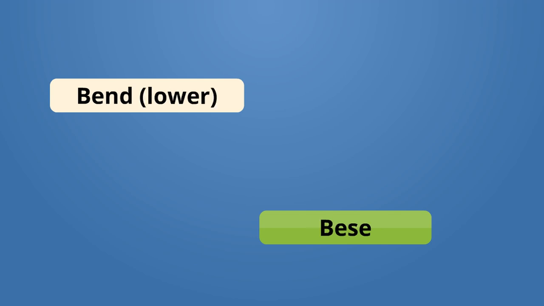Another way to say bend, okay, is baisser. Like you lower yourself. If you lower yourself to the ground, we would say baisser. Bet is parier. Okay, bet is parier. I bet you $10. Moi parie ou $10.